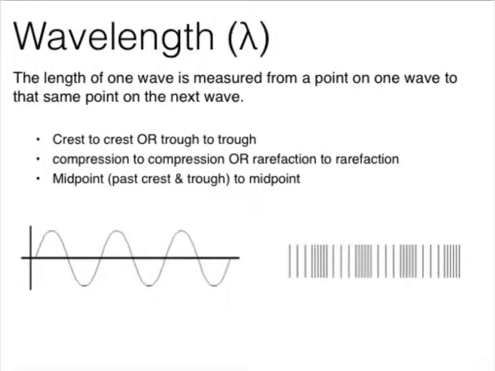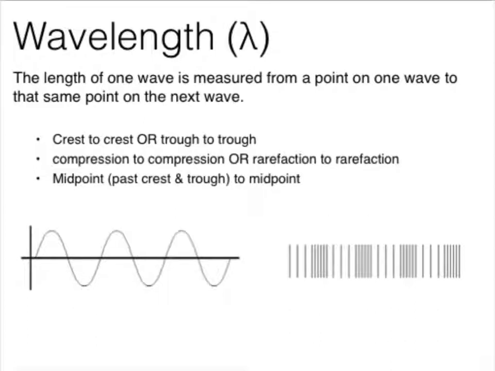So in our previous lesson, we looked at the definition for wavelength, and we said that the wavelength of a wave is the length of one wave, and it's measured from a point on one wave to the same point on the next wave. And so we can look at this a couple of different ways. We can measure wavelength on a transverse wave from crest to crest. We could measure it from trough to trough.